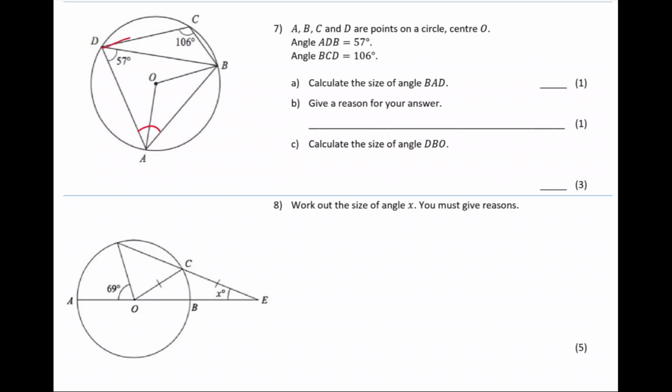And to do that, if we look at the overall outer shape, we can see we've got a cyclic quadrilateral there. Sorry, drawn over it terribly. But we know it's a cyclic quadrilateral because all 4 vertices touch the circumference of the circle. And when that happens, the opposite angles add to 180. So this one must be 74 degrees.